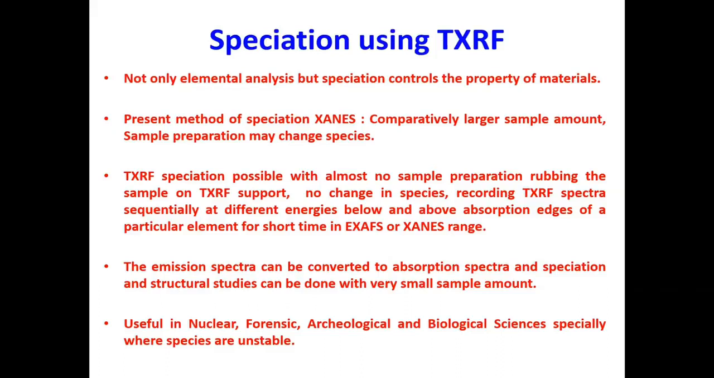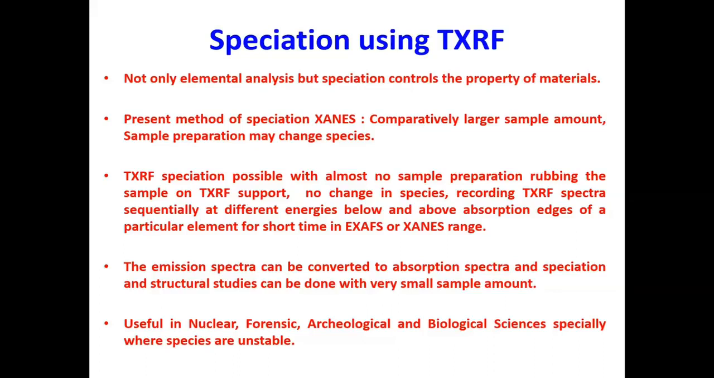As I told, we make the TXRF sample just by rubbing the sample on the TXRF sample support. In a similar way, we can make the sample and then record the TXRF spectra using different energies before the edge and after the edge, in the XANES and EXAFS region. And then the emission spectra thus obtained can be converted to absorption spectra, and the speciation and the structural study can be done using a very small amount of sample.